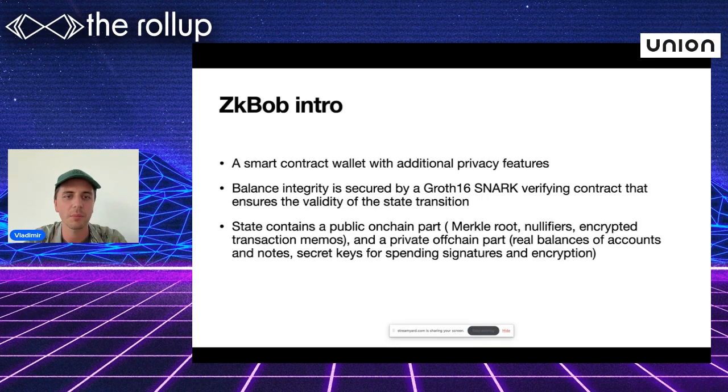First, a couple of words about what zkBob is. It's a smart contract wallet that utilizes a Groth16 proving system to enforce the validity of user balances. We'll talk a little bit more about which circuits and how it is used in more detail later. But first, we'll talk about Groth16 itself. We've been in production for a year now, and I would like to share some knowledge we've gathered.